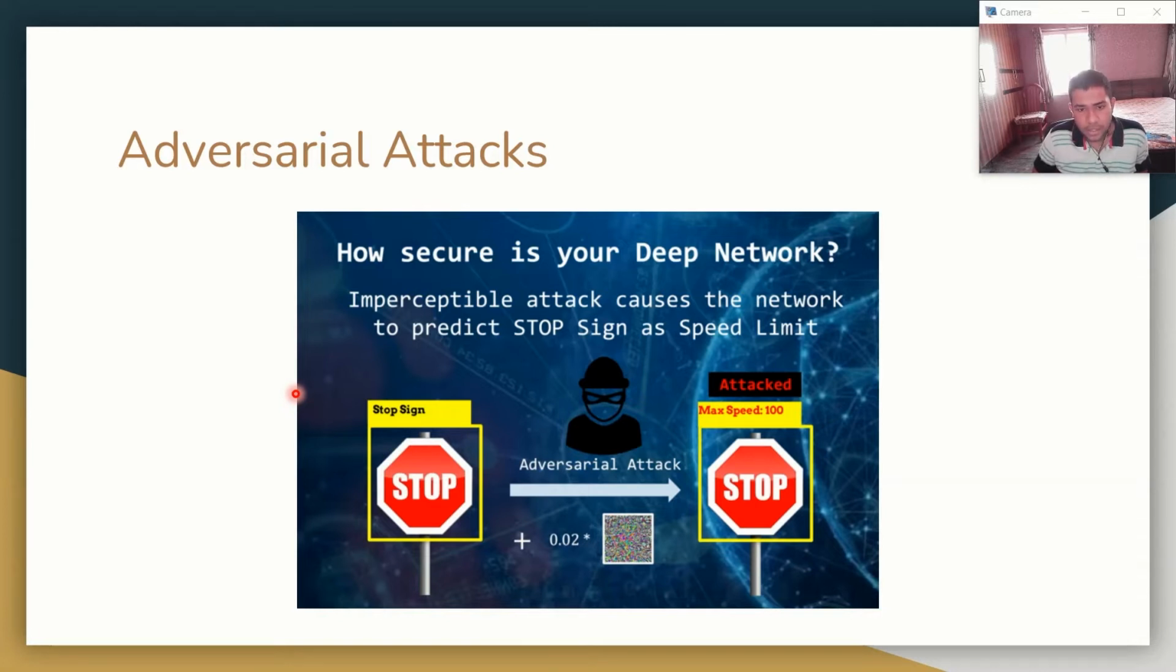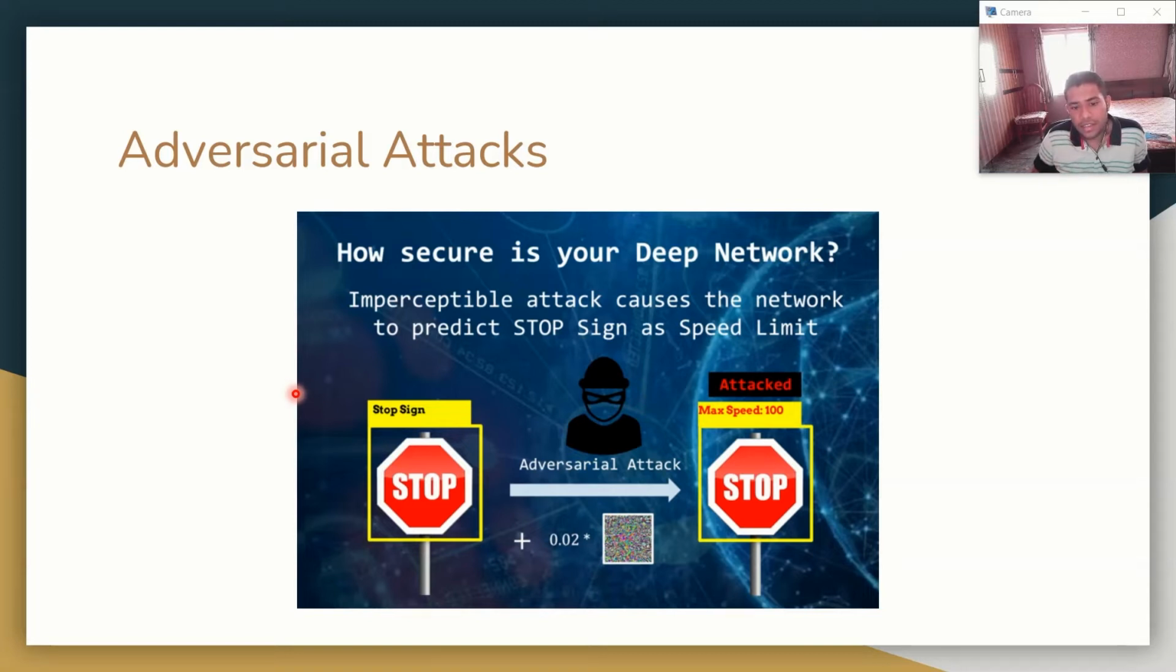Now let's see this picture over here. Here we have a symbol called stop. Let's say we are in a self-driving car and the self-driving car needs to understand what is happening in front of it, the signs which are provided to it. So the stop sign is provided to it, and in general the deep neural model which is used in the car will be able to predict it as stop.